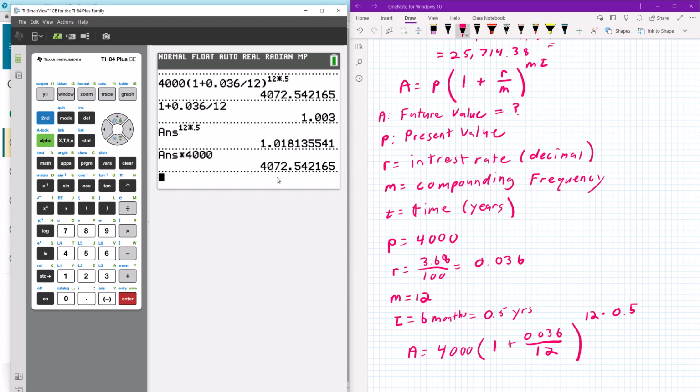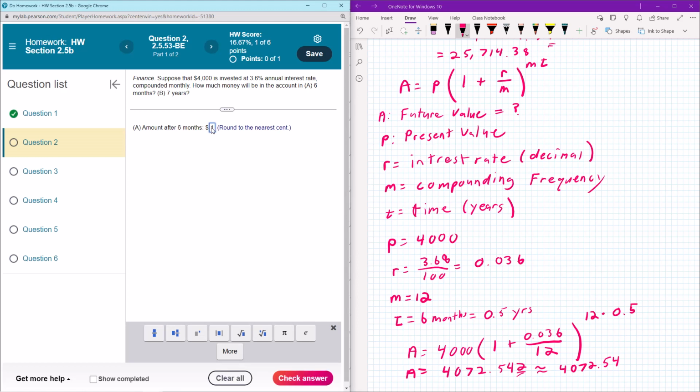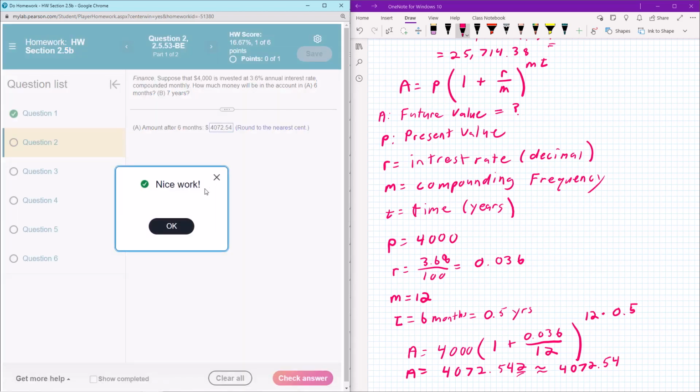So what do we have? We have that A is equal to $4,072.542. And since that's less than 5, this will round to $4,072.54. So that will be 4072.54. And I did not screw that up.